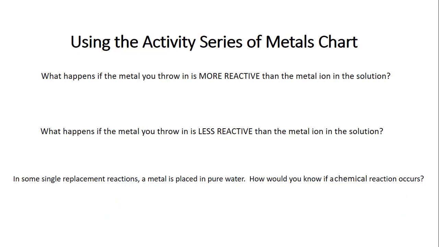I'd like to summarize what we just talked about with that activity series of metals because it's important that you know how to use it. So I've got 3 questions that often come up from my students, and I want to give you good examples and just some notes that you can take down that will help you out in the future. The first question says, what happens if the metal you throw in is more reactive than the metal ion that's already a part of the solution or the compound?